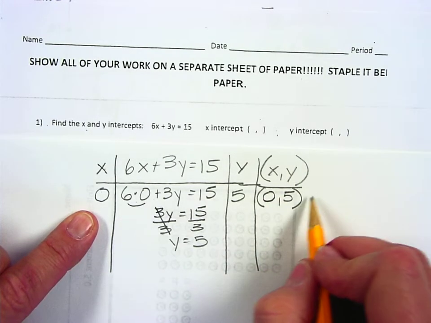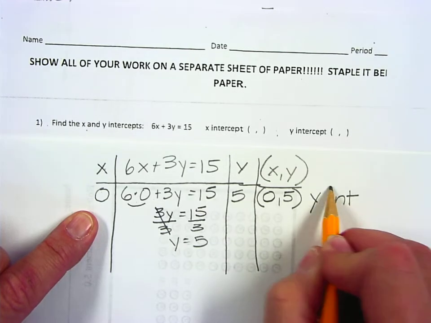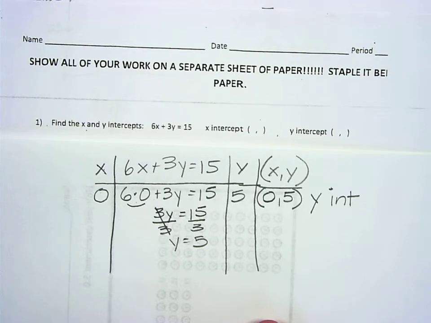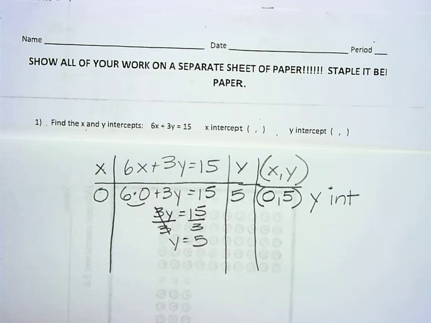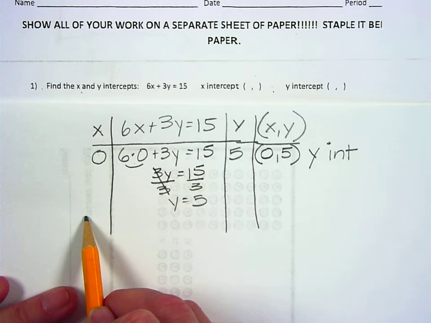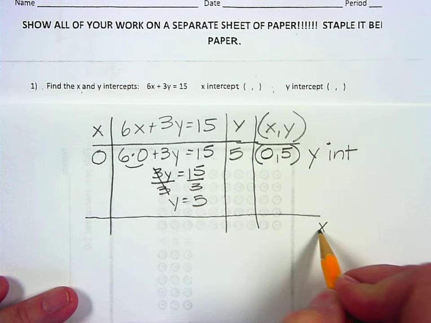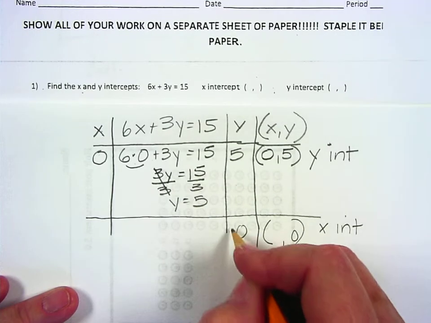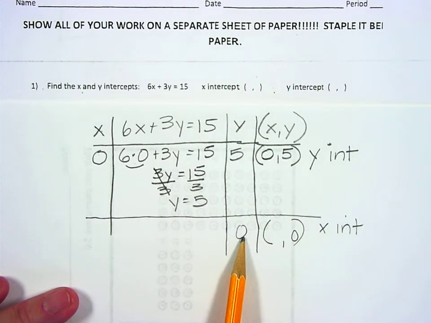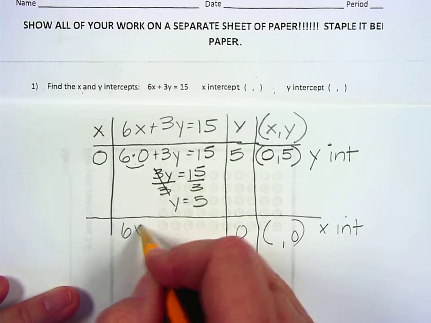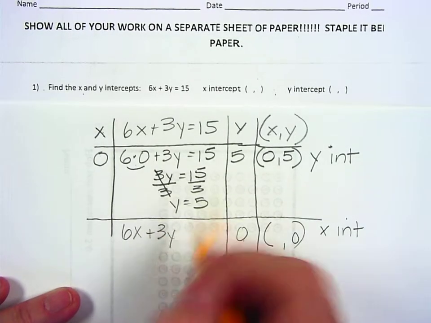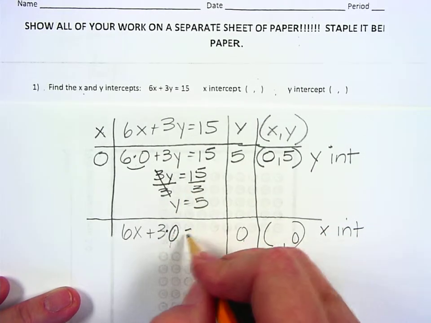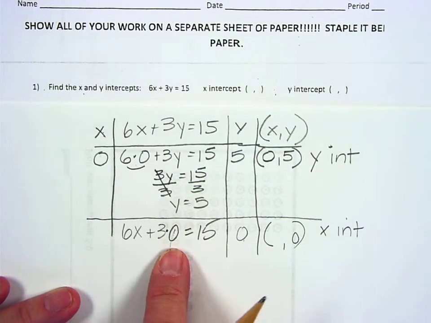That is the y-intercept. That's where my graph is going to touch the y-axis. Now I want to find my x-intercept, so I'm going to make y 0. Everywhere I see a y, I'm going to plug in a 0. So I'm going to have 6x plus 3 times 0 equals 15.